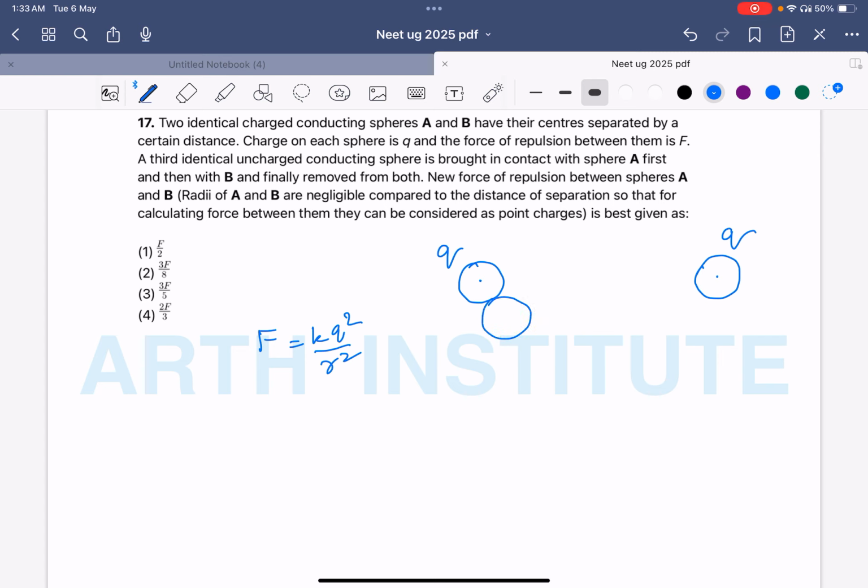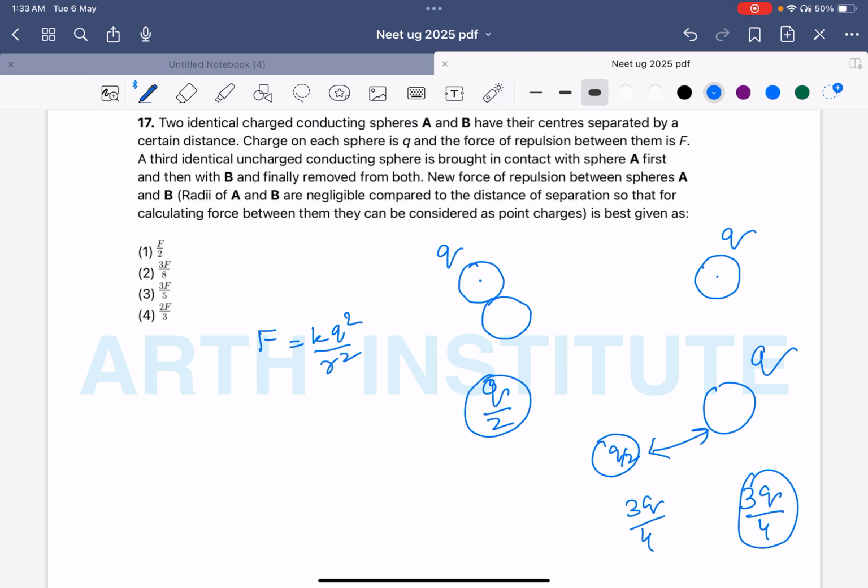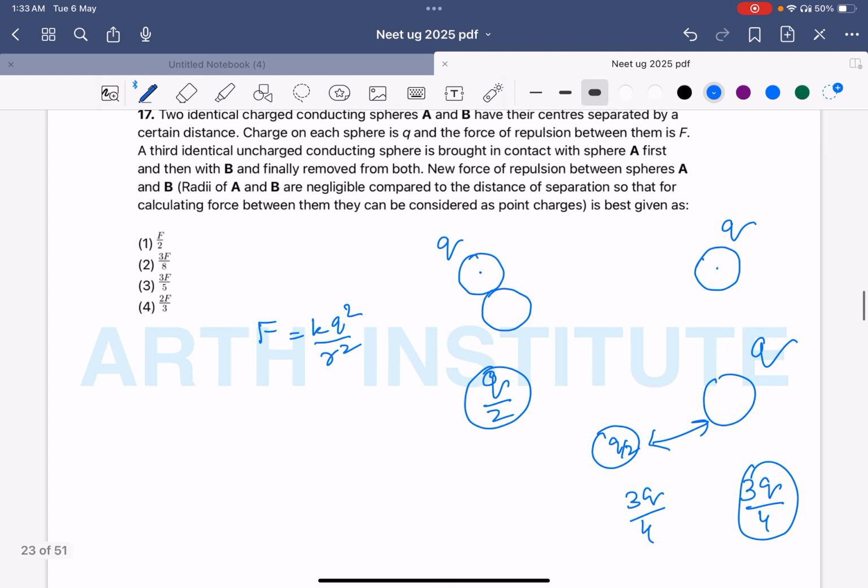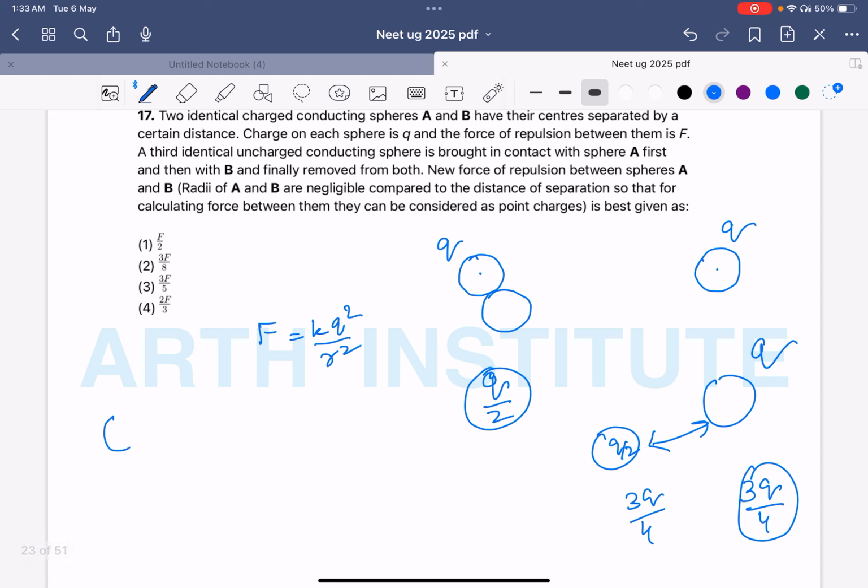ठीक, तो सेपरेट करेंगे तो हमारे पास चार्ज क्या हो जाएगा, क्यू बाय 2 इसके पास रह जाएगा एंड क्यू बाय 2 इसके पास आ जाएगा, और ये क्यू है। नेक्स्ट आप इन दोनों को टच करते हैं तो फिर दोनों का टोटल चार्ज जो हो जाएगा वो बढ़ जाएगा। तो इसके पास भी 3q/4 चार्ज आ जाएगा, इसके पास भी फाइनली कितना आ जाएगा, 3q/4, because the spheres are all identical, so charges will get equally divided. So finally our situation is we have a charge of q by 2 and 3q/4 separated by the same distance r.